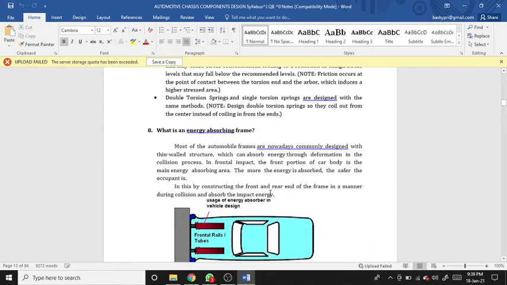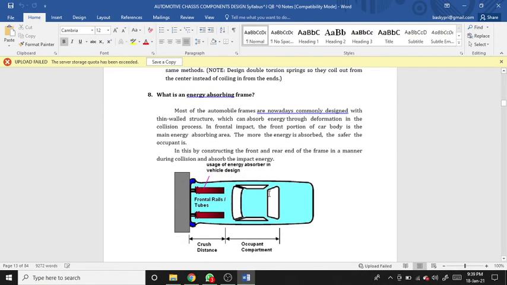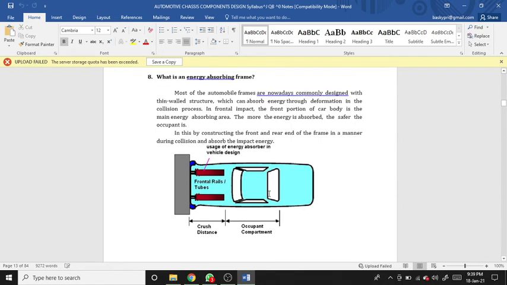What is an energy absorbing frame? Most automobile frames nowadays are commonly designed with thin walled structure. In order to reduce the weight as well as the price of the car, mostly they are going to composite ones. At the same time, for the frame material they are also reducing the thickness, which can absorb energy through deformation in the collision process.